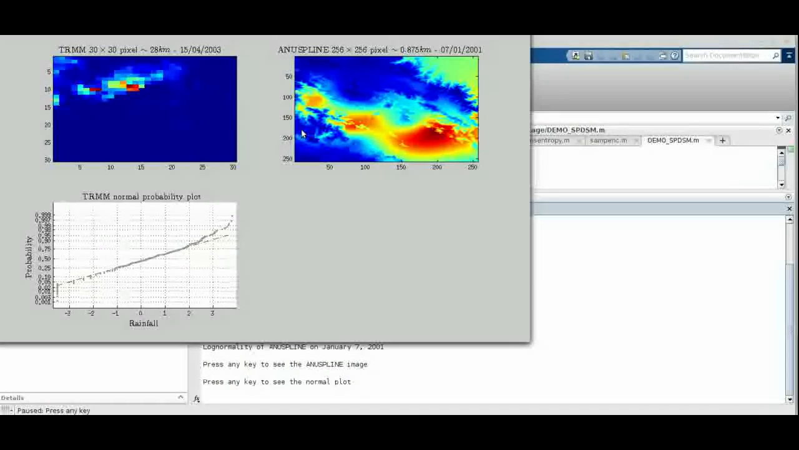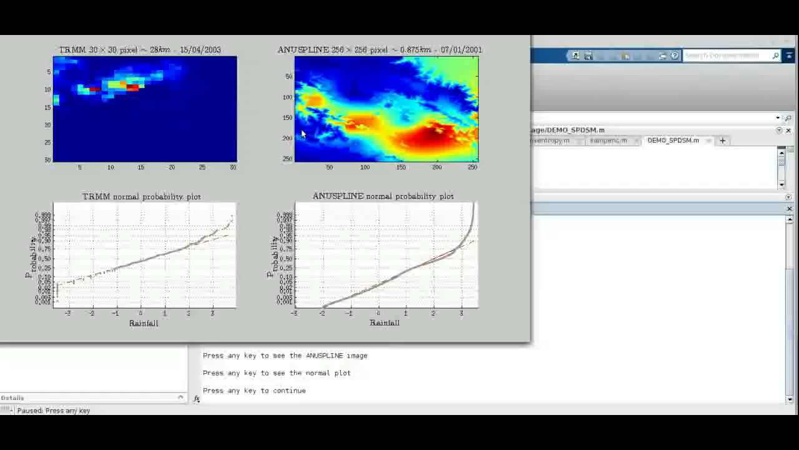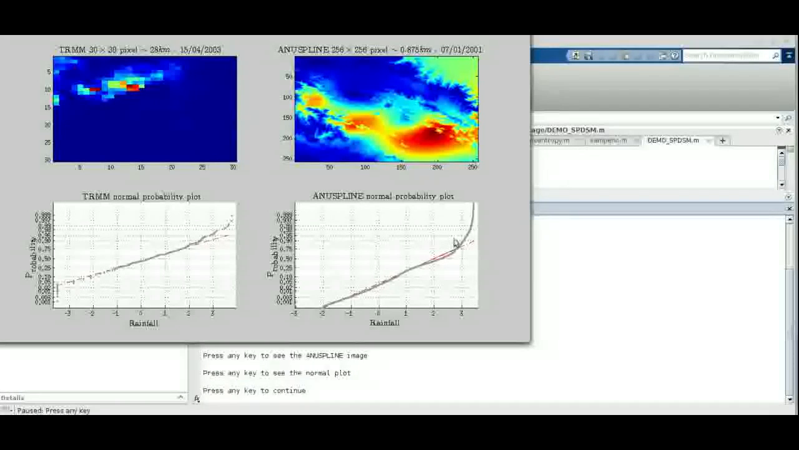But in order to do that, we have to be sure that this data is also log normal. So we applied exactly the same test. We observe that log normality holds for the desired range, for the same range as it held for TRMM information.